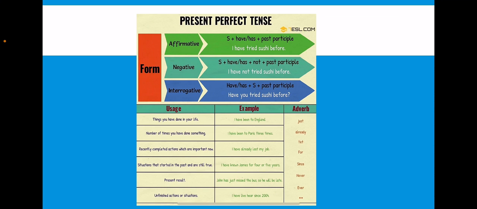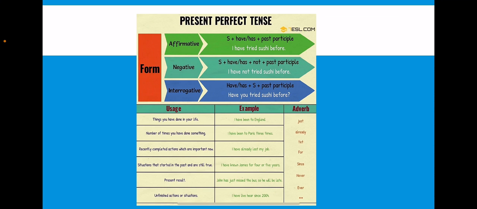Now, when do we use the present perfect? We use it with things that we've done in our life. Okay, بشكل عام. So, I've been to Egypt. معلومات عن حياتك. We also use it for a number of times you've done something. So, I've been to Paris 3 times. Or you recently completed an action which is important now. I have already lost my job.